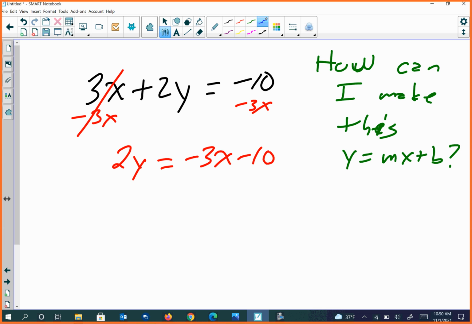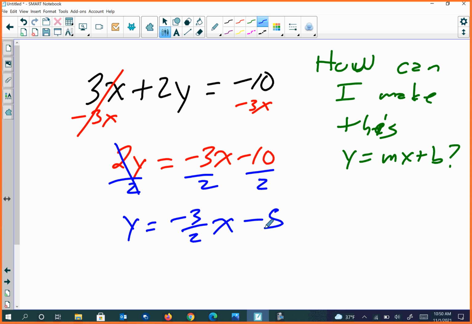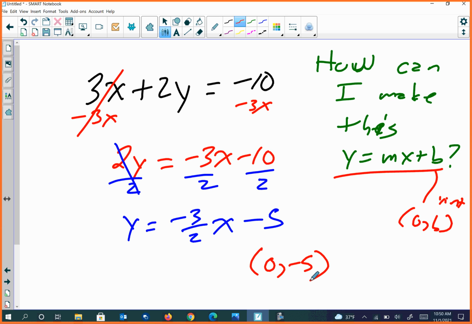Now I want y all by itself, so what should I do? Divide everything by 2. Those cancel. Negative 10 over negative 2 is this. Is this set up to look like this? So can I find 0, comma b, meaning the y-intercept? Yeah, 0, negative 5. Keep it as a point. And what's my slope? Yeah, negative 3 over 2.